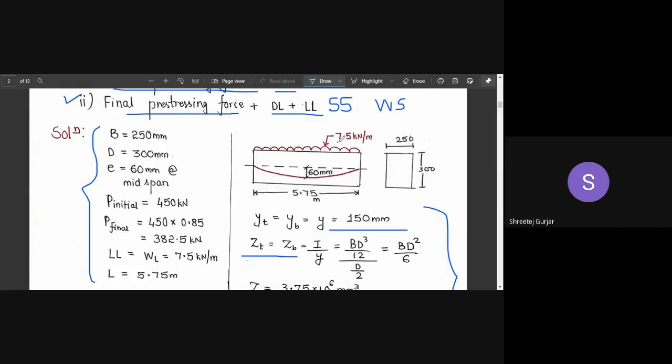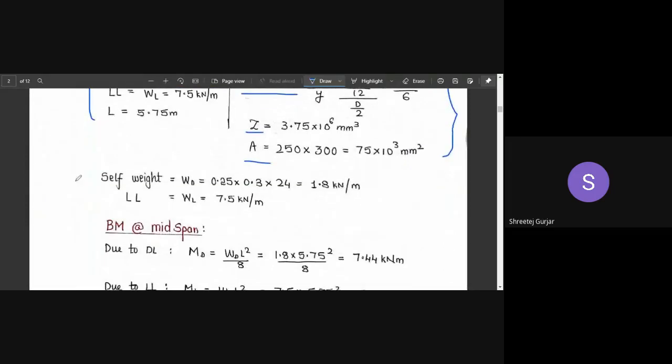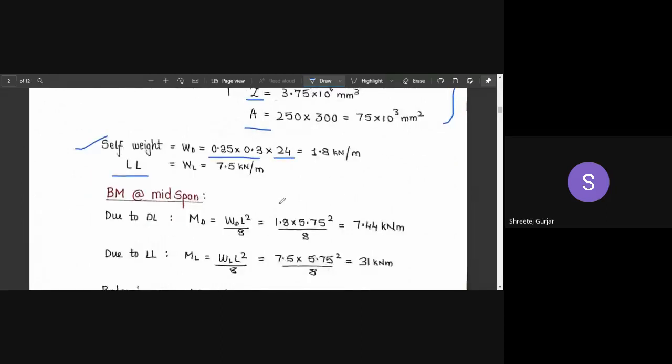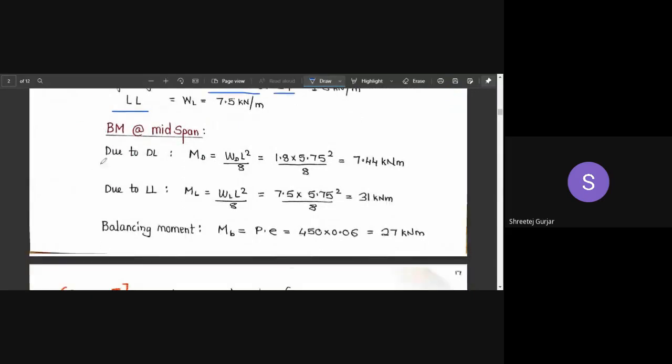The superimposed load is 7.5 kilonewton per meter. Next, the self weight you can calculate as cross sectional area into density of concrete, and live load WL is given as 7.5 kilonewton per meter. You'll calculate the bending moment at midspan due to dead load, WD L squared by 8, because it is a UDL.